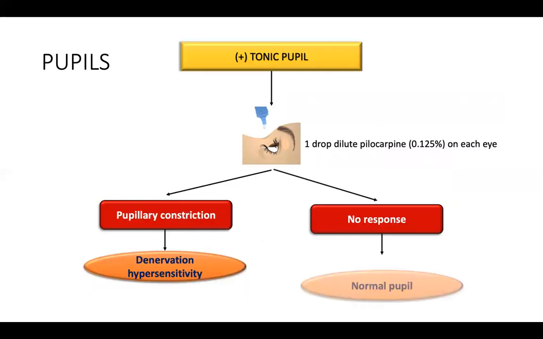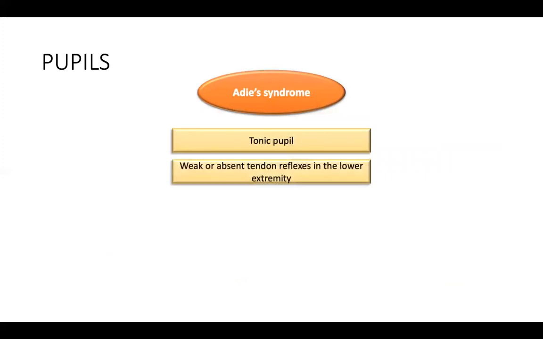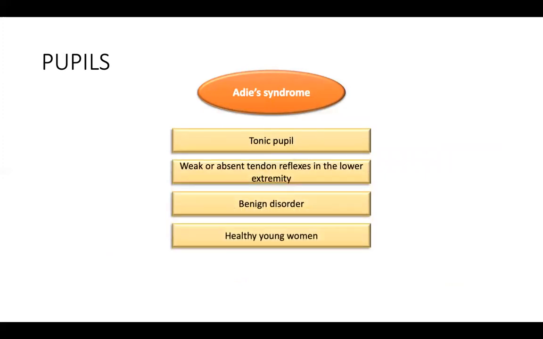Occasionally, a tonic pupil is discovered incidentally in an otherwise completely normal asymptomatic individual. The diagnosis is confirmed by placing a drop of dilute pilocarpine into each eye. Denervation hypersensitivity produces pupillary constriction in a tonic pupil, whereas the normal pupil shows no response. In Adie syndrome, a tonic pupil is present, sometimes in conjunction with weak or absent tendon reflexes in the lower extremities. This benign disorder, which occurs predominantly in healthy young women, is assumed to represent a mild dysautonomia.